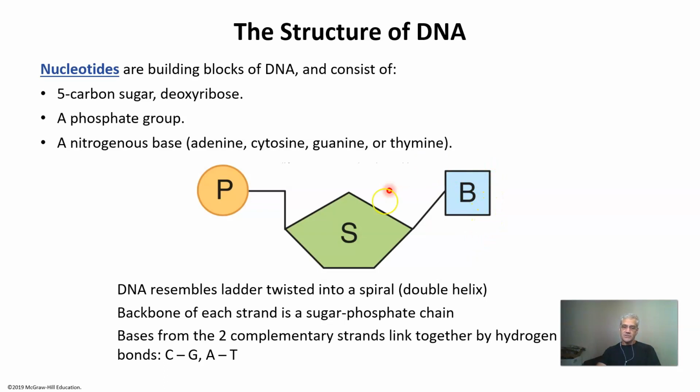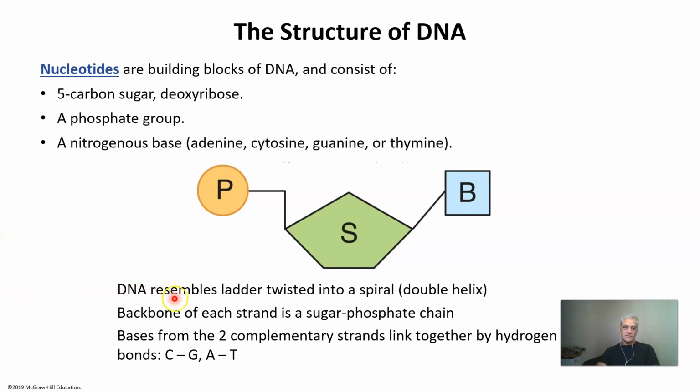That base is attached to a sugar molecule. This sugar molecule is a 5-carbon sugar called deoxyribose. Deoxyribose is the name of the sugar. And then attached to the sugar on the other side is a phosphate group. Right, so this is a phosphate group. Now, interestingly, this thing looks a lot like ATP. It has some similar structural chemical connections to ATP. But this whole thing is called a nucleotide.